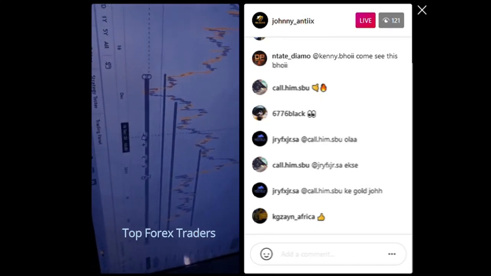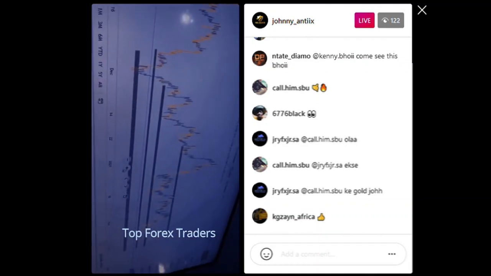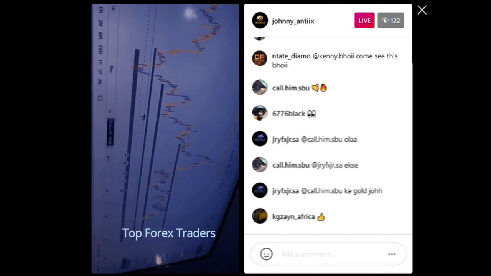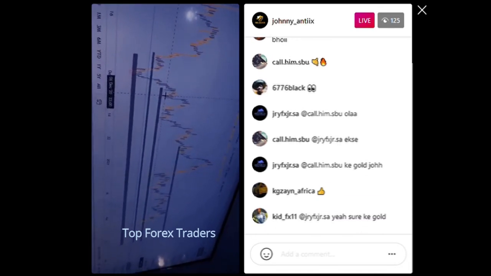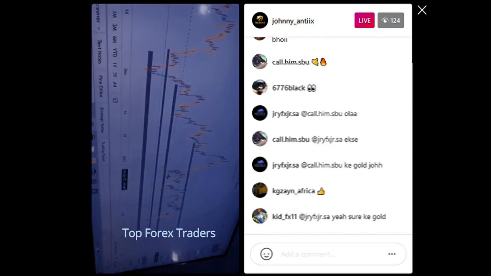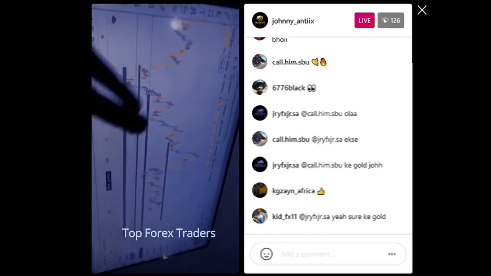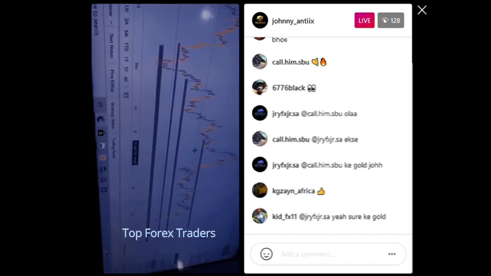So let me zoom it in a bit. You see all these zones. You see what you did with these zones. You actually got all these zones by just looking at the points of rejection whereby the market rejected on this point, this point, this one, this one. You get what I'm saying? So the points of rejection make it so easy for you to spot your zones.